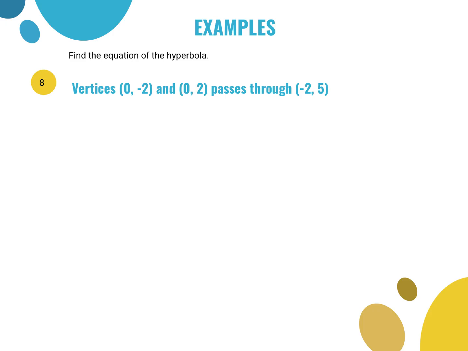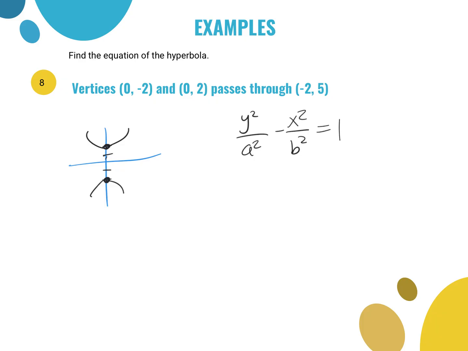All right, so let's try the same thing here. I have vertices at (0, -2) and (0, 2). So 1, 2 up, 1, 2 down. And that means I know it's going to open something like that. I know it's going to be y squared over a squared minus x squared over b squared equals 1. All right, and then I also know my center is at (0, 0). So that means my a value has to be 2, and that would make a squared equal to 4. So I can go ahead and replace that a squared with a 4.